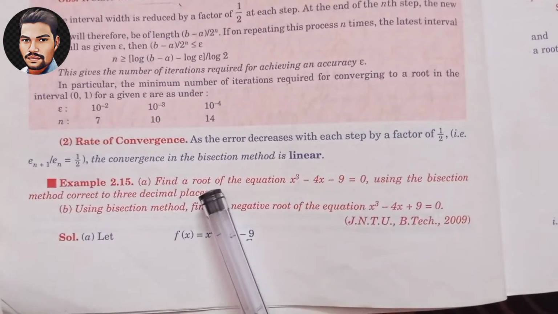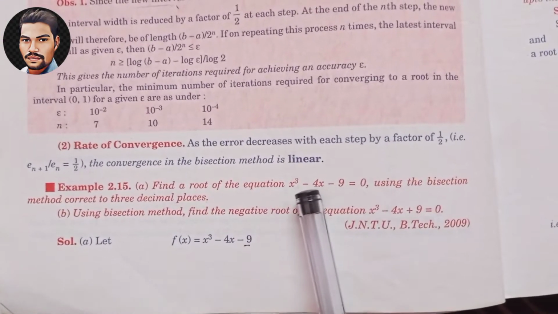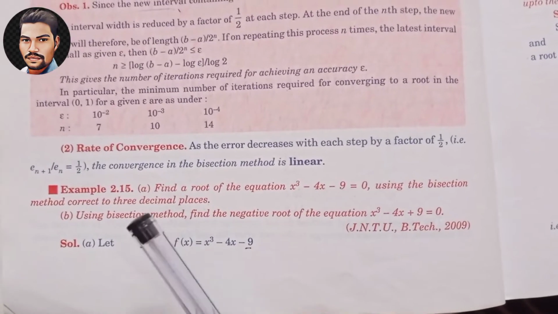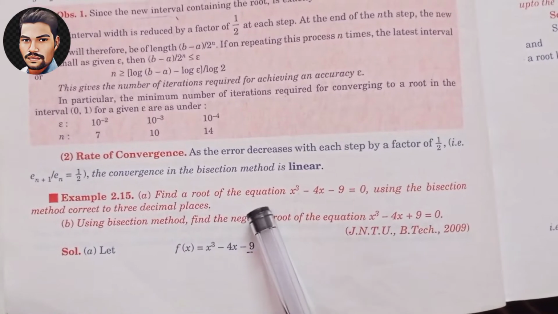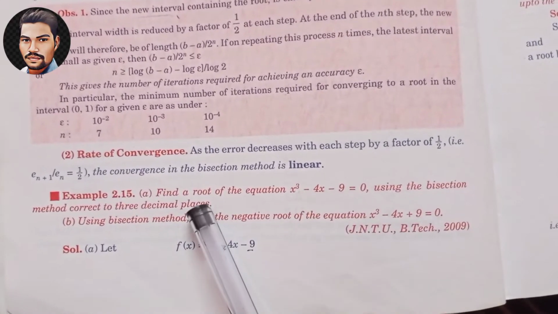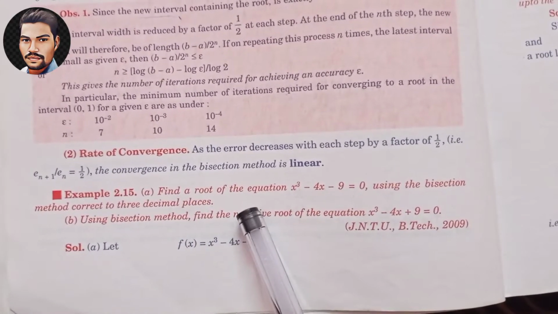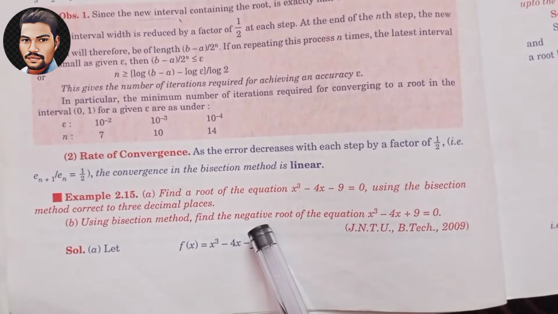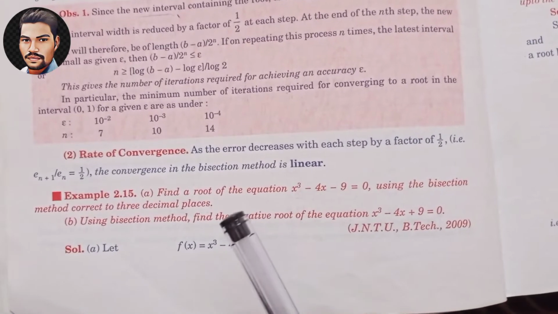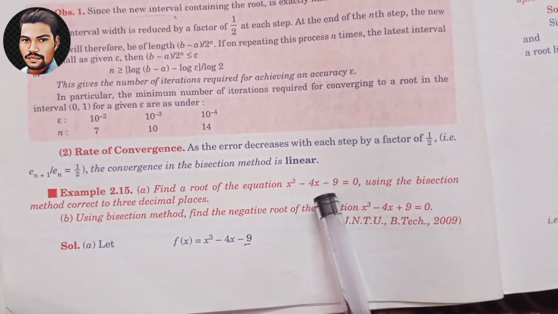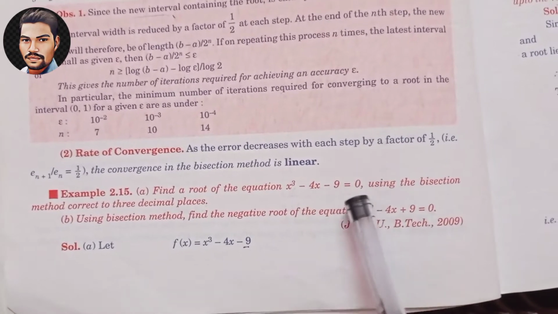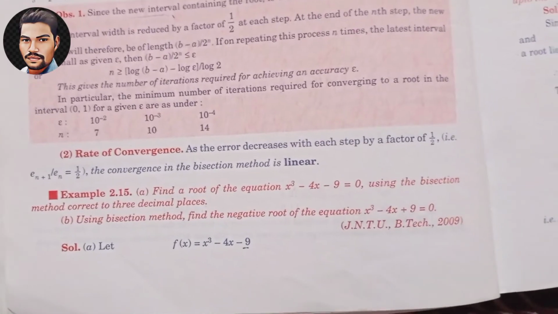Here we have an example. Find the root of the equation x cube minus 4x minus 9 equal to 0 using the bisection method, correct to 3 decimal places. So here we have to find the root of this function correct to 3 decimal places. But before that, we have to determine the consecutive numbers between which the root exists. So for determining that, we have to write this equation into the calculator. Here I will show you how you can write this equation into your calculator.